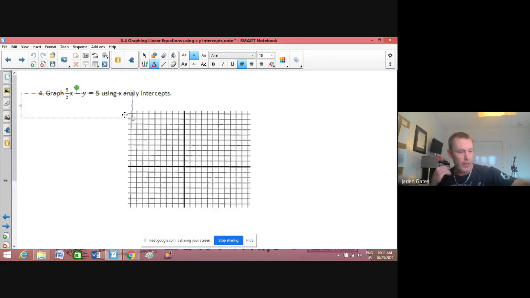I do 5 divided by 2 because, again, a fraction is just a divided-by question that isn't done yet. And so I go 5 divided by 2. I get 2.5x minus y, well, really, I could write that as minus 1y. Same thing, equals 5. So all I'm doing there is rewriting the equation just so I can use it.